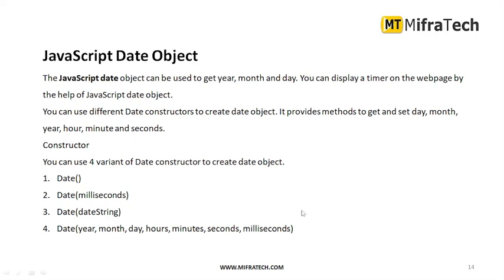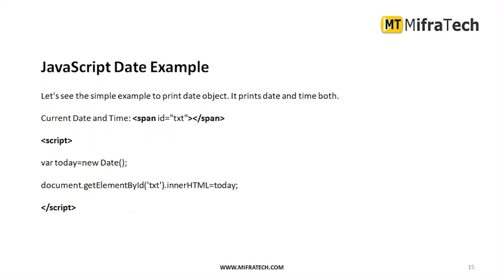You can use four variants of a date constructor to create a date object: date, milliseconds, date strings, or date, year, month, day, hours, minutes, seconds and milliseconds. Let's go to the JavaScript date example. It prints date and time both. In the script, the syntax was current date and time.